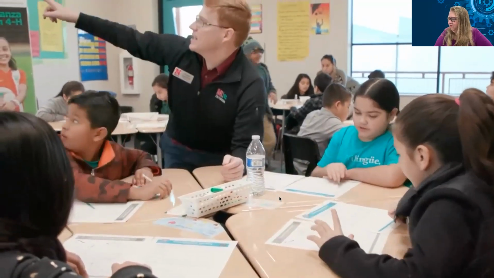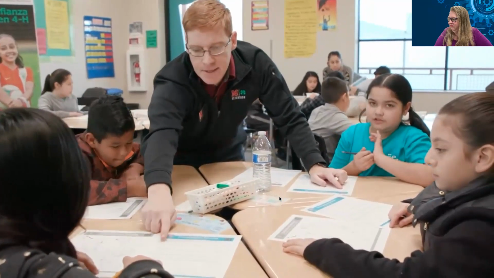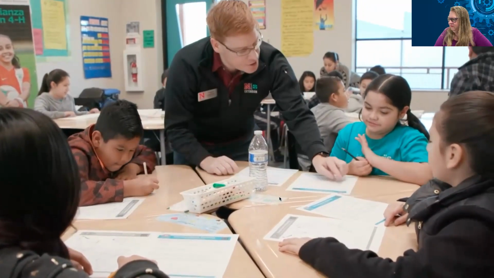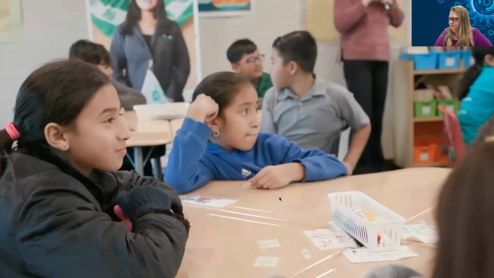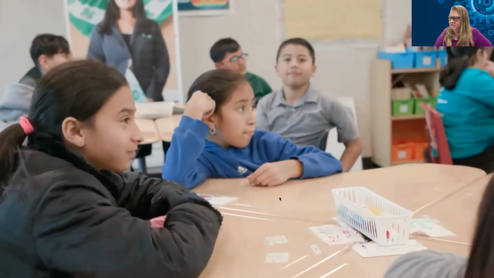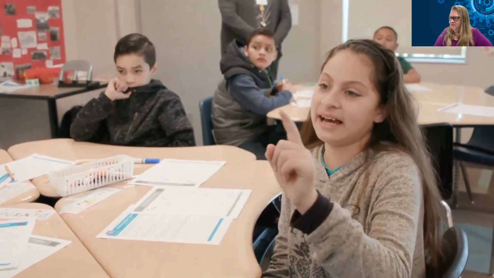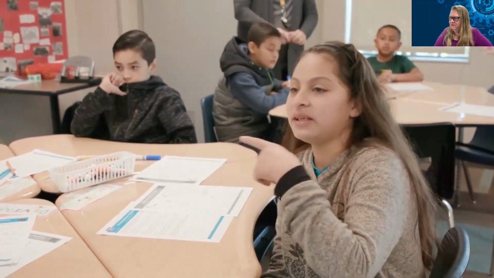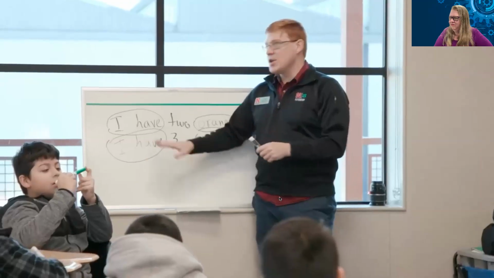Yeah, so first, let's see if we can find any patterns. So if we read that first sentence, take a look at that first sentence. I choose, I choose. Is there anything else here? What's the same in these 2 sentences? What can I circle just like on your activity? I have 3 orange cats and I have 2 orange fish. Awesome.